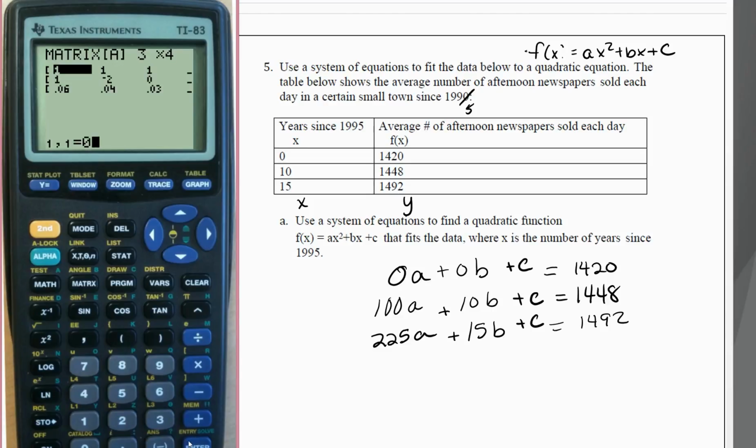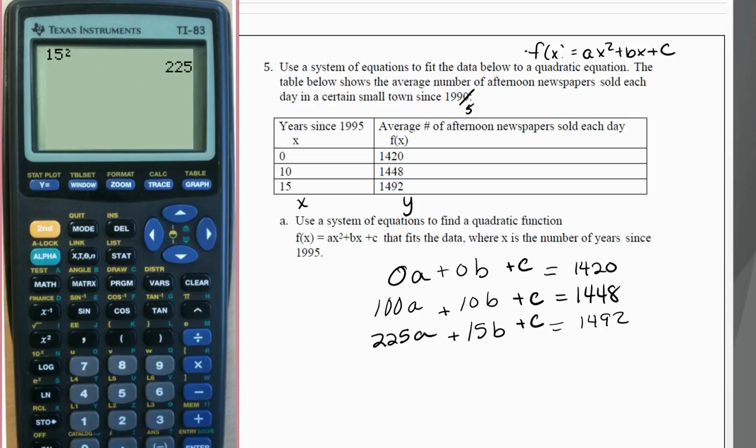So 0, 0, 1, 1420, 100, 10, 1, 1448, 225, 15, 1, 1492. Okay, now we want to go to the home screen.